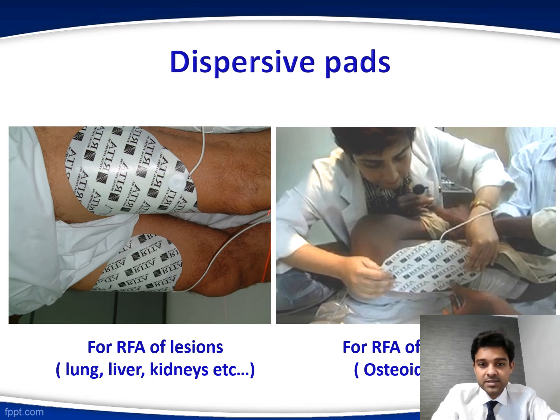So why is it called dispersive pads? It is not only useful for the completion of the circuit, thereby minimizing the risk of burns as well as electrocution, but also the heat that is generated at the electrode has to be dispersed properly out of the body. These dispersive pads help in dispersing that heat.